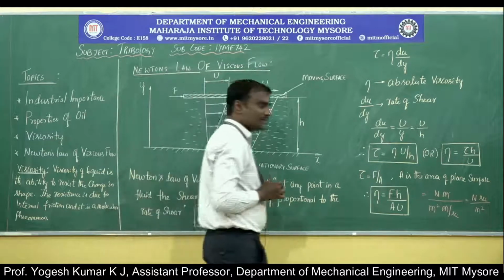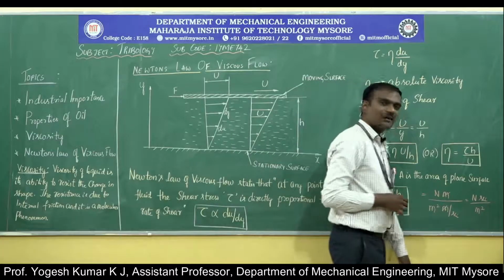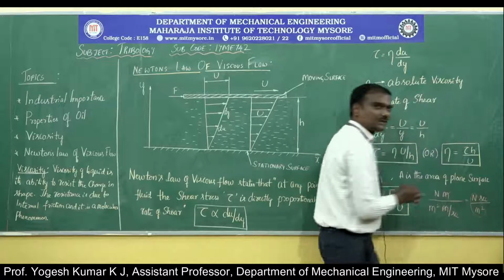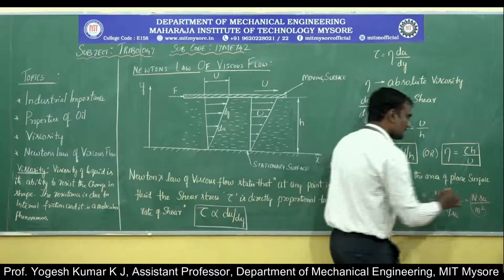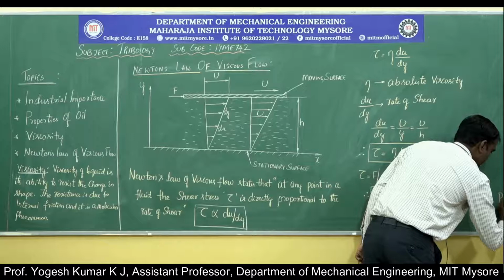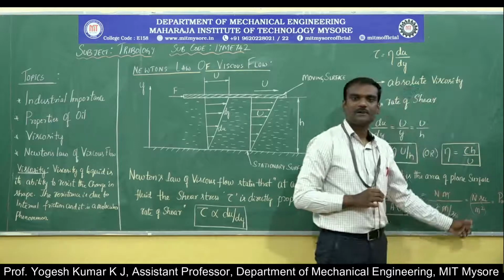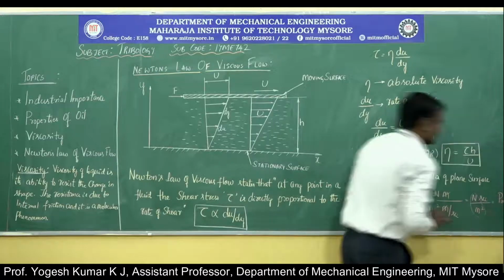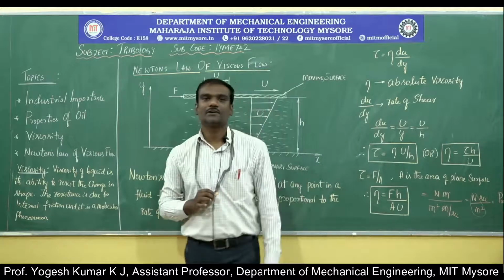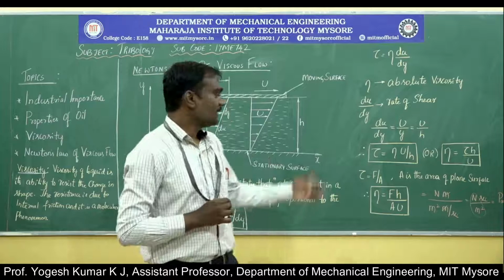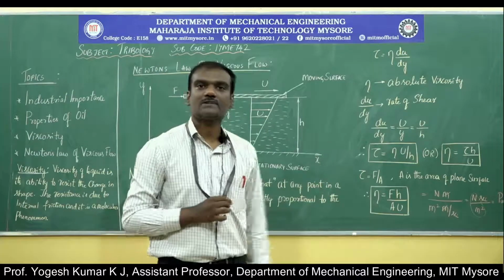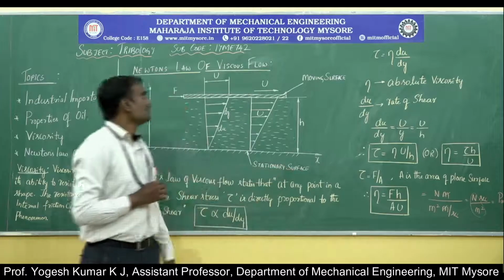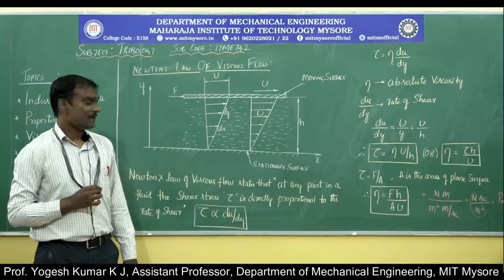From our basics of mechanics of materials or strength of materials, we know that Newton per meter square is called Pascal. So we can replace Newton per meter square with Pascal, and retain the second. So the unit of absolute viscosity can be written in two ways: Newton second per meter square or Pascal seconds. So this is what Newton's law of viscous flow states.